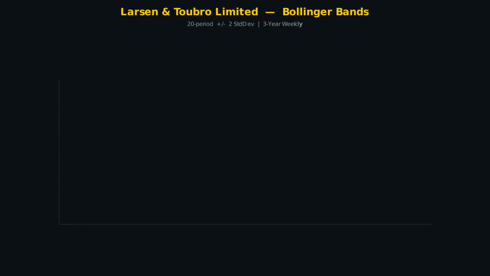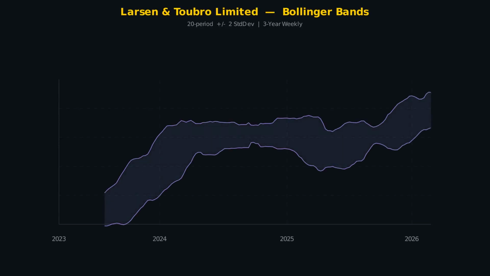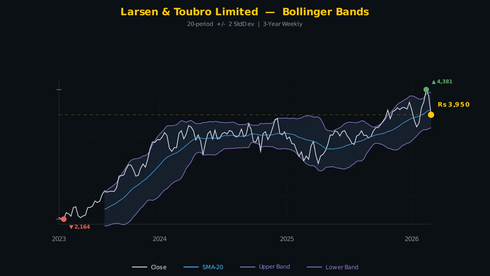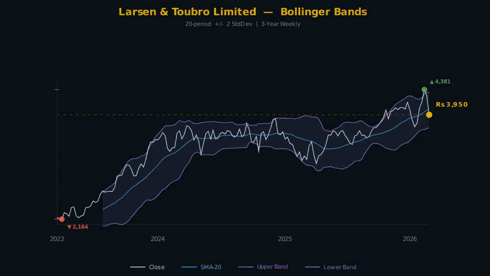Here is the Bollinger Band chart for Larsen Toubro Limited. The shaded region breathes in and out with volatility. Currently, the bands show wide volatility at 16.7%. The price is inside the bands, consolidating. Notice how the price repeatedly bounces between upper and lower bands over this 3-year period. Each touch of a band is a signal.